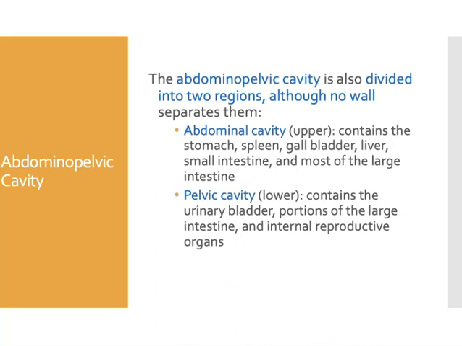Remember, the abdominopelvic cavity can also be described as having two divisions within it, abdominal and pelvic. We just refer to it in a combination because there is no structure that clearly divides it. The abdominal cavity specifically contains stomach, spleen, gallbladder, liver, small intestine, and most of the large intestine. The pelvic cavity contains the urinary bladder, portions of the large intestine, and the reproductive organs.